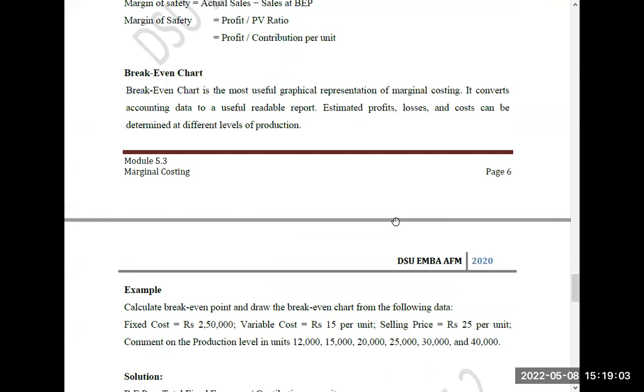Okay, am I audible to you? Those who are online, can we resume? Yes, sir. So can we calculate the break-even point for the given data? Now you are seeing some data on the screen, right?